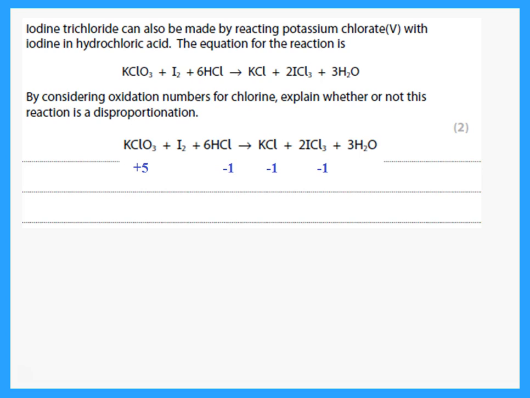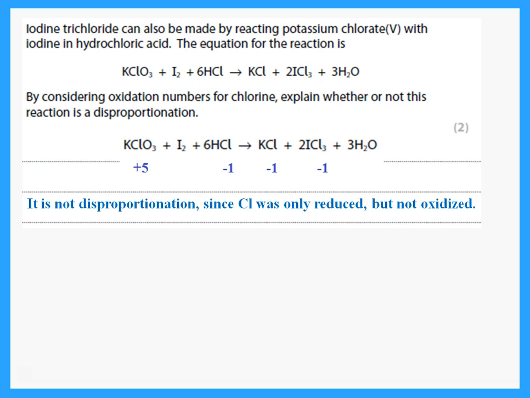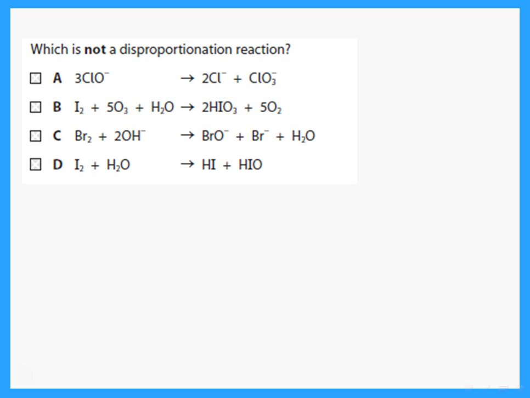The chlorine, if we say we started in HCl -1, it still remained -1. So actually, the chlorine was only reduced. It was not oxidized. So this is not a disproportionation reaction. We said for a disproportionation reaction to occur, the Cl should be at some point oxidized, and in the other point it is reduced, which is not a disproportionation.